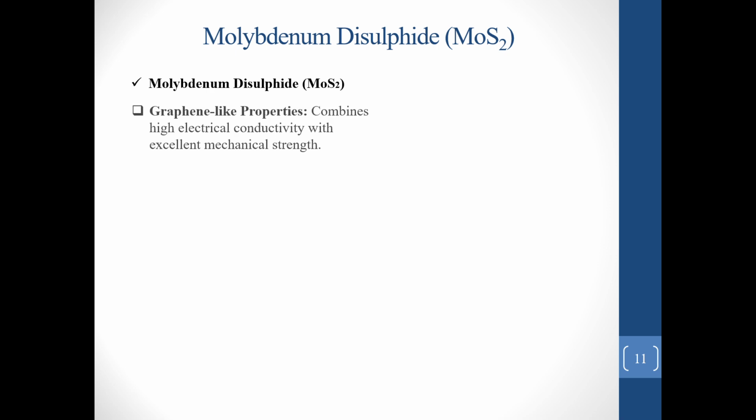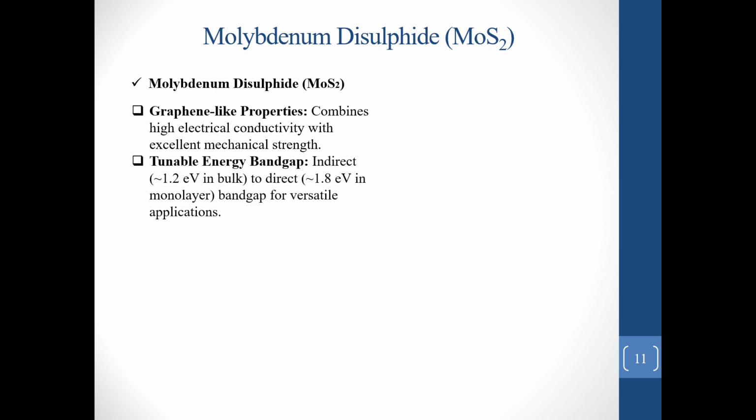So now discuss the properties of MoS2. First of all, it has graphene-like properties. It combines high electrical conductivity with excellent mechanical strength. It has a tunable energy band gap, because as you can see, in bulk it has an energy band gap of 1.2 eV, and in monolayer it has 1.8 eV. So in bulk the energy band gap is low, but as you move from high dimension to low dimension, your band gap increases to 1.8 electron volt.